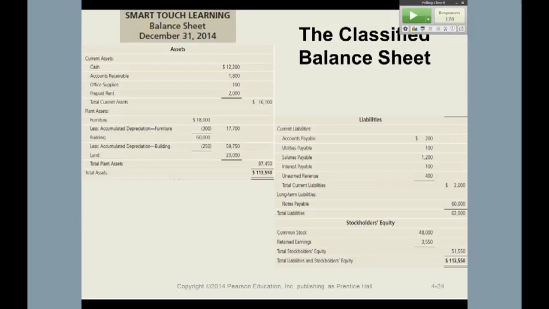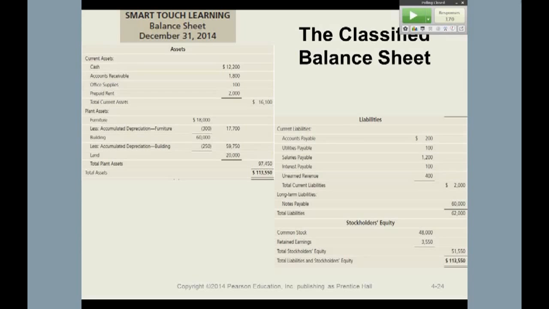Interest payable. Long-term liabilities include your notes payable. Then, of course, in the equity section, you always list the common stock before the retained earnings. So again, this is an account form. It's got the assets on the left, liabilities and equity on the right. If it was the report form, they would be stacked.